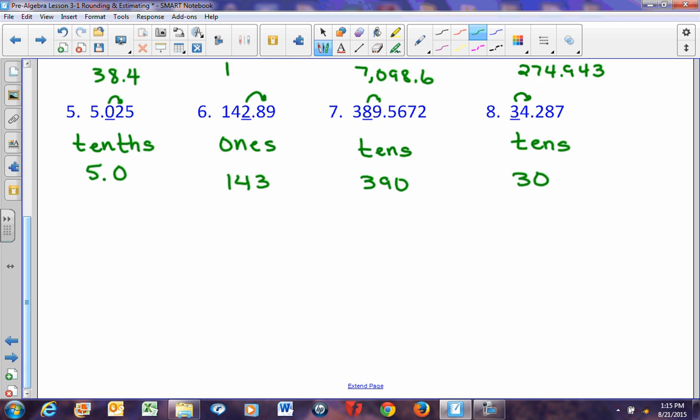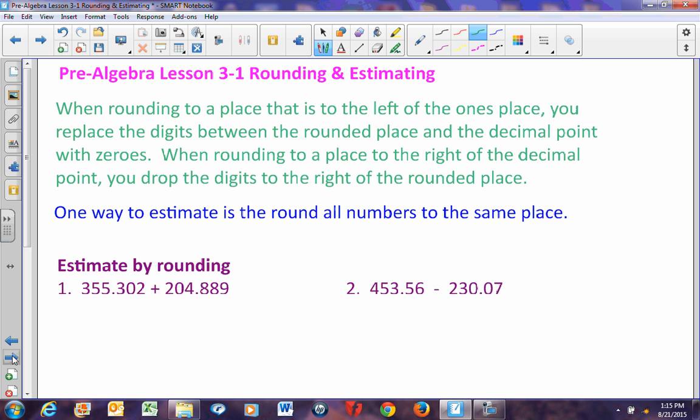All right, let's take a look at some other things. When rounding to a place that is to the left of the ones place, you replace the digits between the rounded place and the decimal point with zeros. That's imperative. You have to do that. When rounding to a place to the right of the decimal point, you drop the digits to the right of the rounded place.